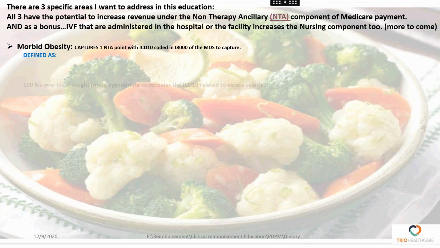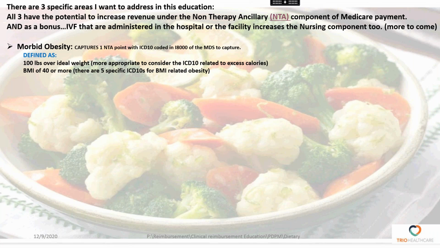Morbid obesity is defined as 100 pounds over ideal weight, more appropriate to consider an ICD related to excess calories. A BMI of 40 or more, and there are 5 additional ICD-10s that qualify us for these BMI-related obesities, and a BMI of 35 with the presence of an obesity-related health condition.